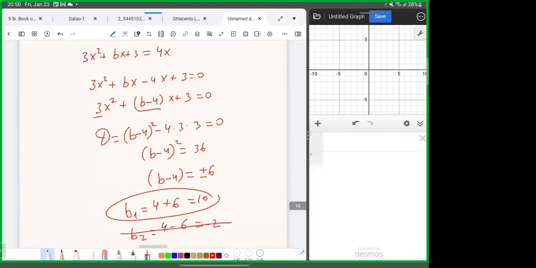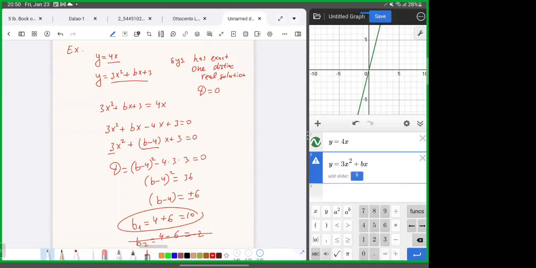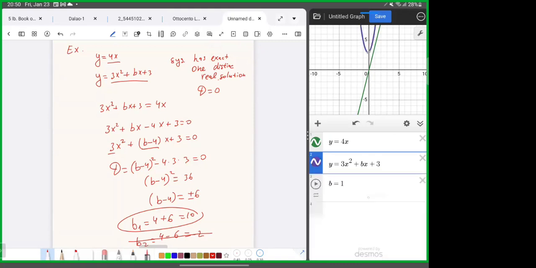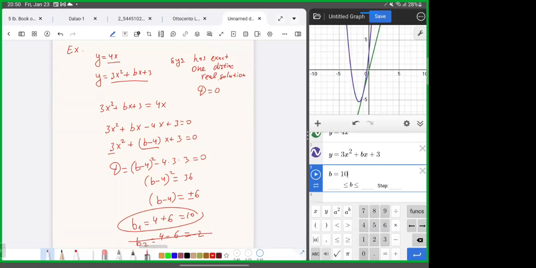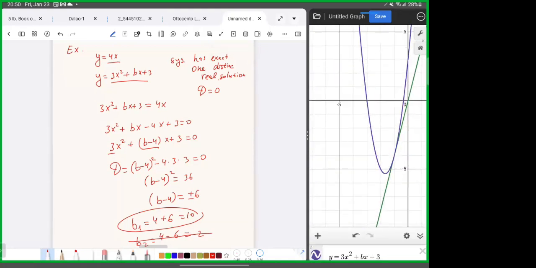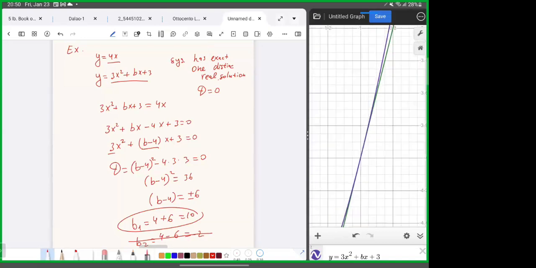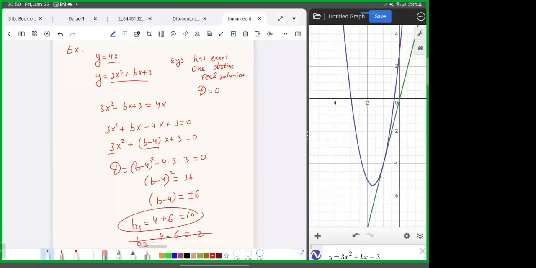Let's draw them to see how they look. The first function is y equals 4x. Another function is y equals 3x squared plus bx plus 3, and b, we found, is equal to 10. You can see this. They intersect at exactly 1 point. Here from Desmos, it's visible. This point is their intersection point. Desmos shows it. You can see they have only one intersection point.